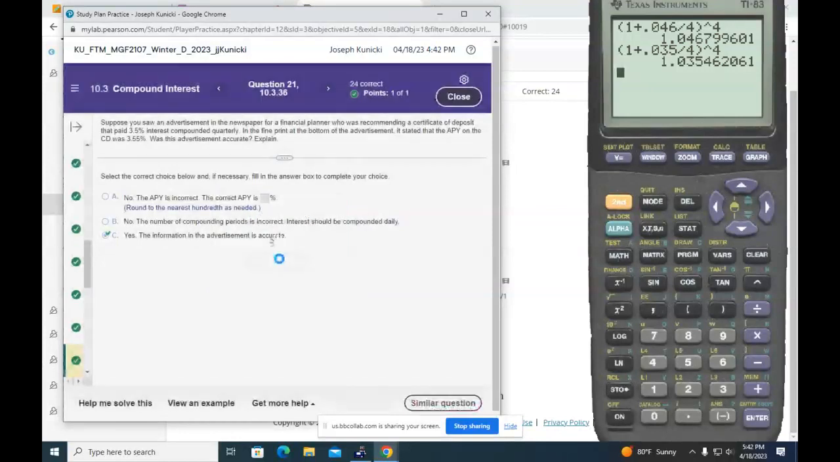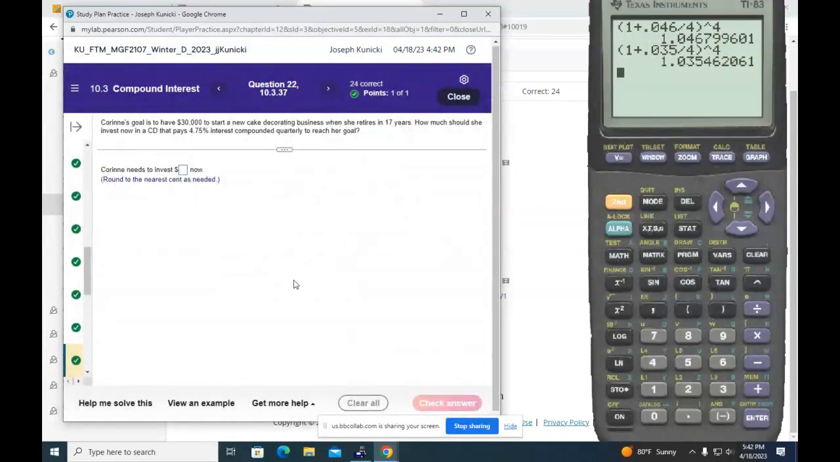Okay, a review of a future value. We just go back to the future. Corrine's goal is to have $30,000 to start it. Okay, no, this is a present value. She wants 30 grand down the road. She wants a future value of 30 grand in 17 years. How much should she invest now in a CD that pays 4.75% interest compounded quarterly to reach her goal?